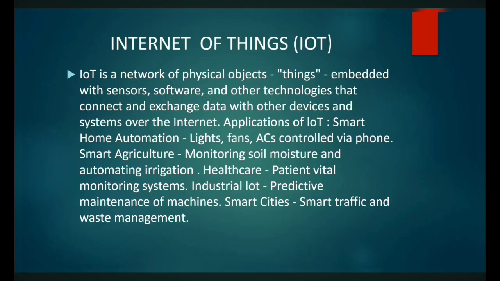Next, introduction to the Internet of Things. IoT is a network of physical objects, things embedded with sensors, software, and other technologies that connect and exchange data with other devices and systems over the internet. Applications of IoT: smart home automation, like devices controlled via phone; smart agriculture, monitoring soil moisture and automatic irrigation; healthcare, patient monitoring systems; industrial IoT, predictive maintenance of machines; and smart cities, smart traffic and waste management.